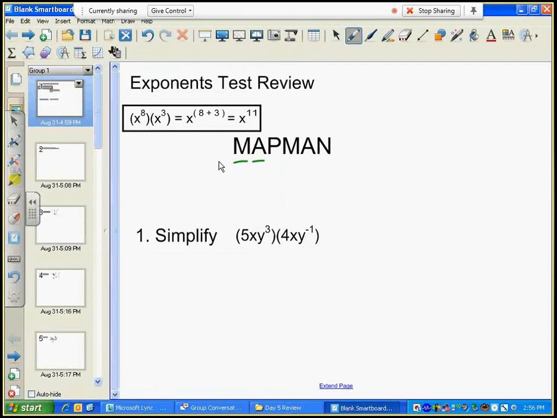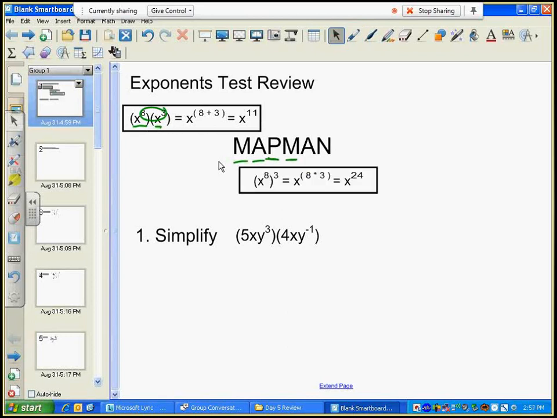I have x to the 8th times x cubed. I have the same base. They're both x as a base. So I'm going to add my exponents, and I'll end up with x to the 8 plus 3, which is x to the 11. Now, if I have a power to a power, I multiply, and that's a fact.